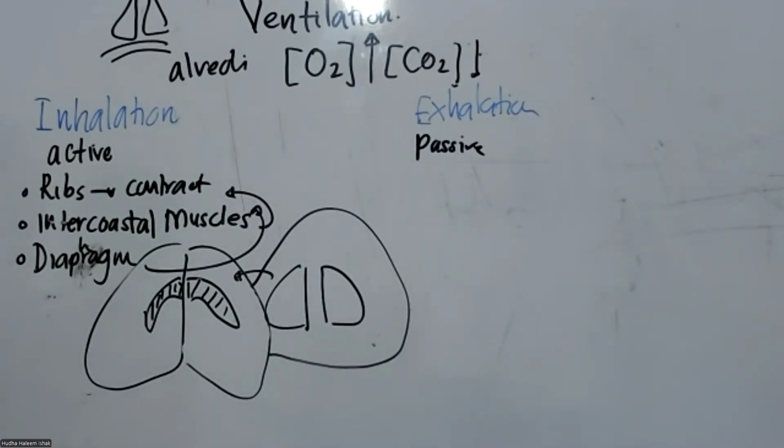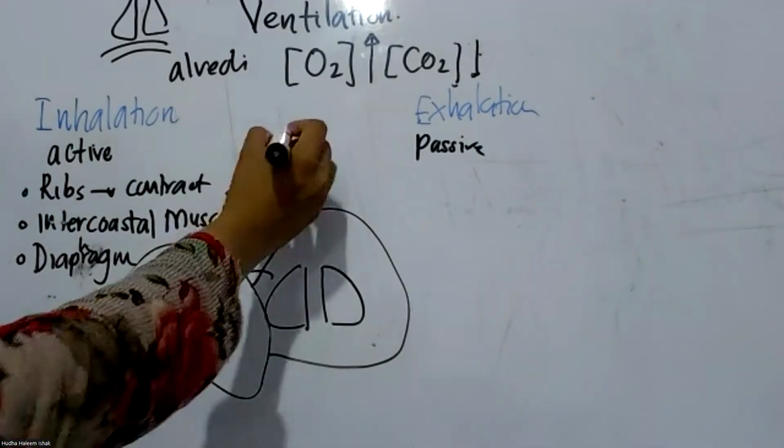So what happens is this visceral and parietal pleura which are surrounding the lungs are going to stick together due to what? Due to the surface tension. And the surface tension is mainly due to the fluid which is present. There was a fluid in between the visceral and parietal pleura. That is the one which is creating this surface tension.